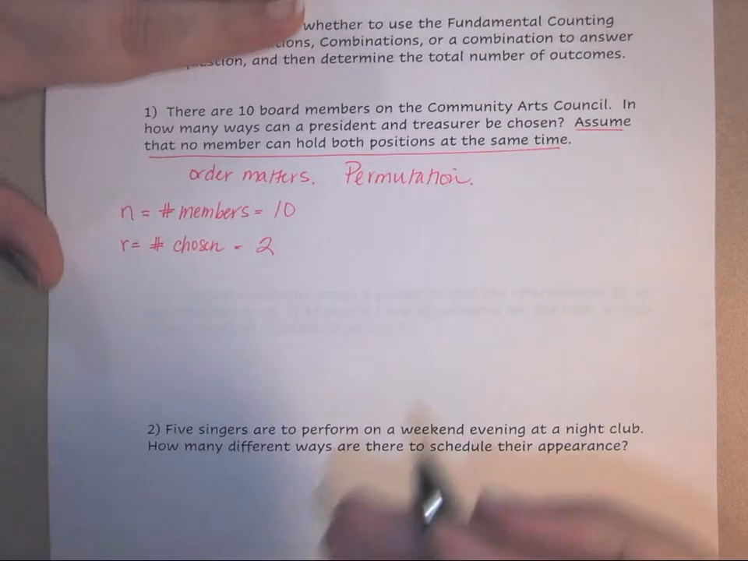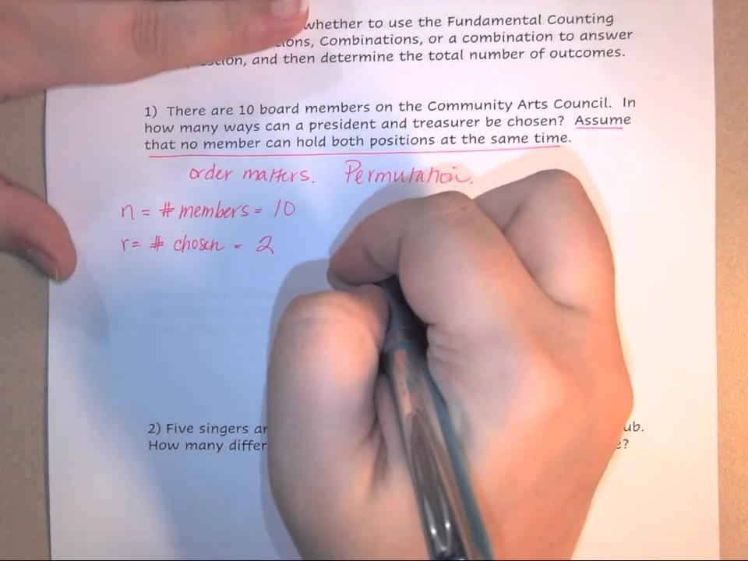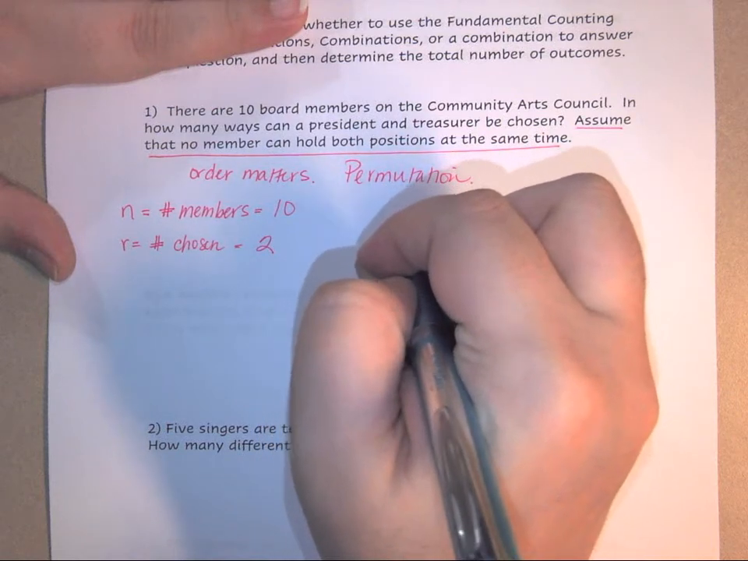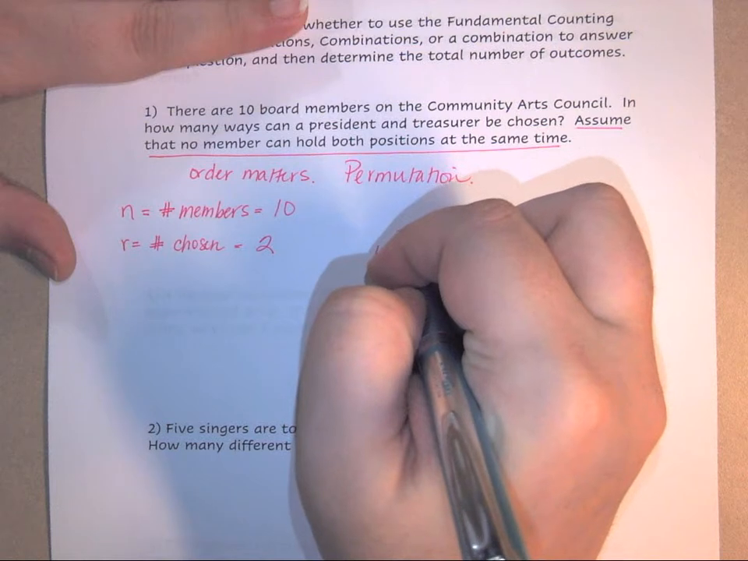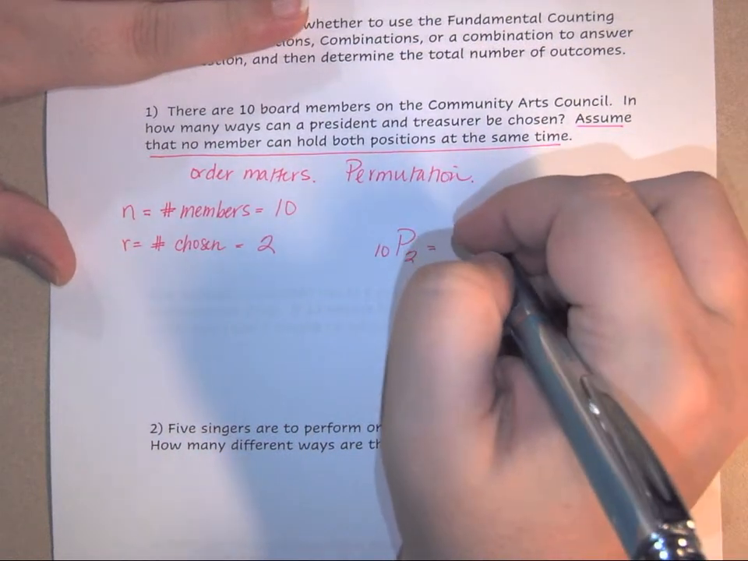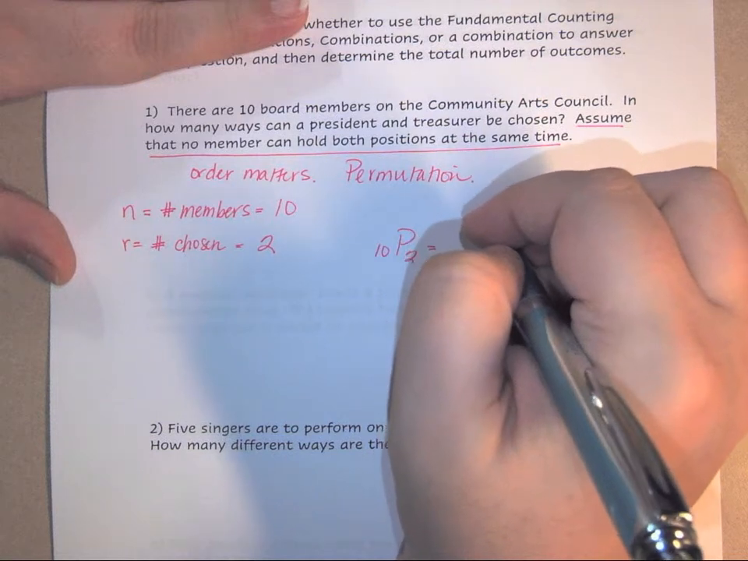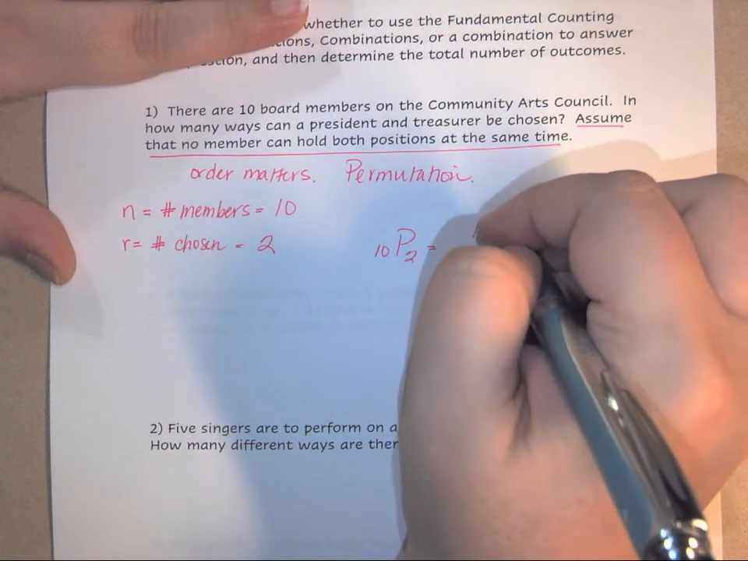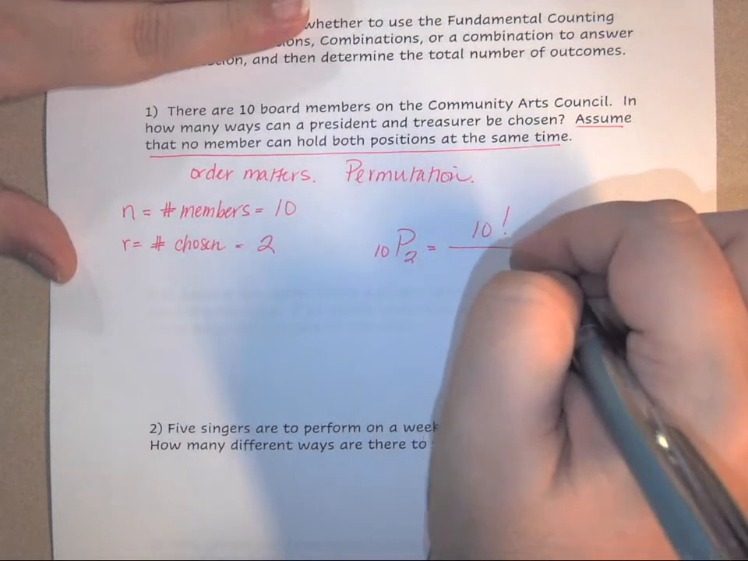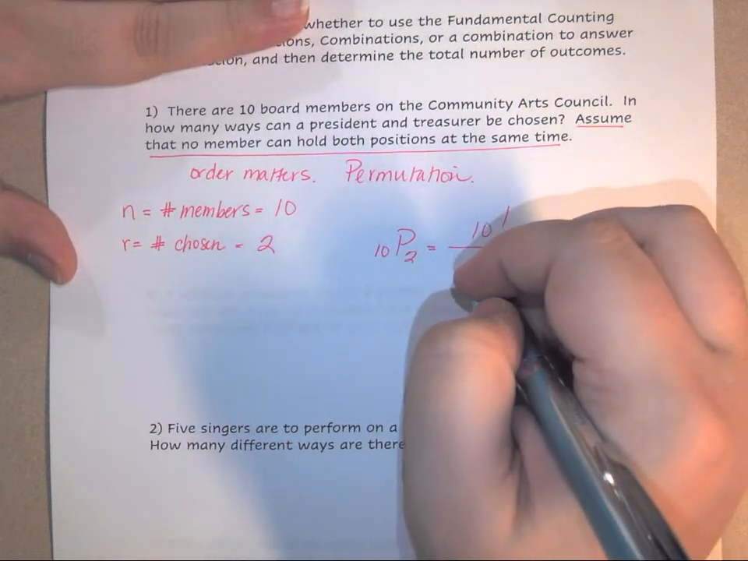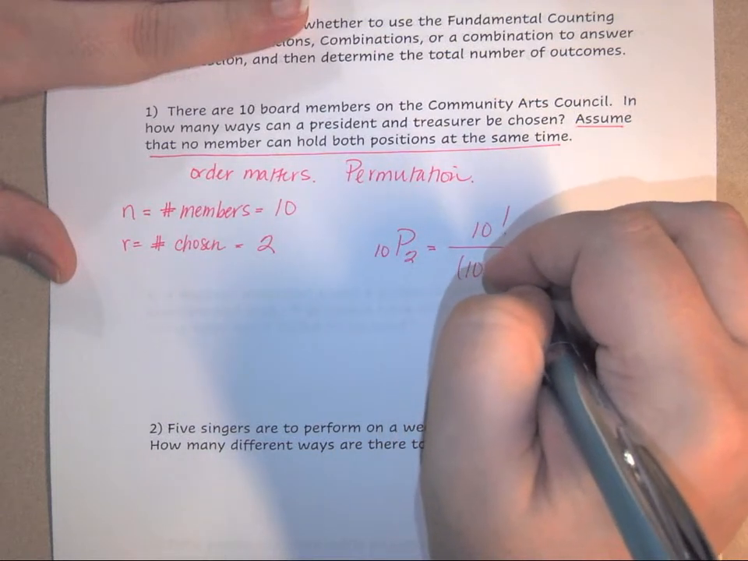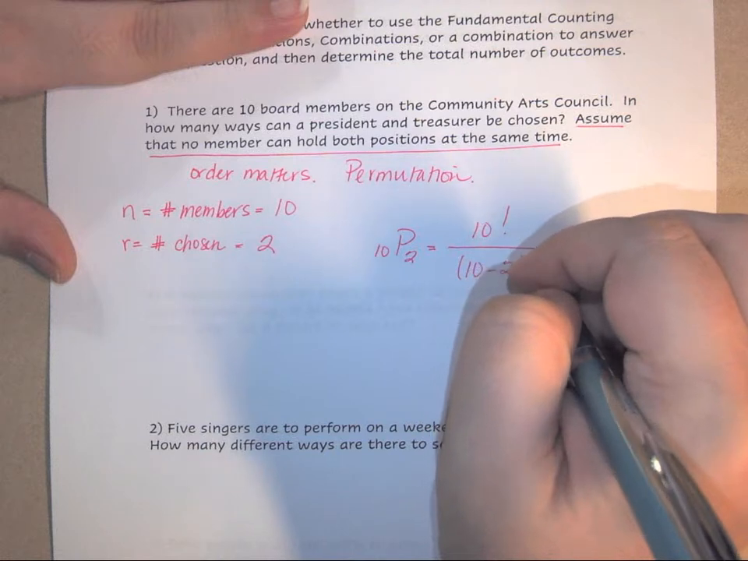The first one says we have 10 board members on the Community Arts Council, and how many ways can a president and a treasurer be chosen? Assume that no member can hold both positions at the same time. In this case, the last sentence, assume that no member can hold both positions at the same time, is actually really important. This tells us that order matters. By definition, since order matters, this is going to be a permutation.